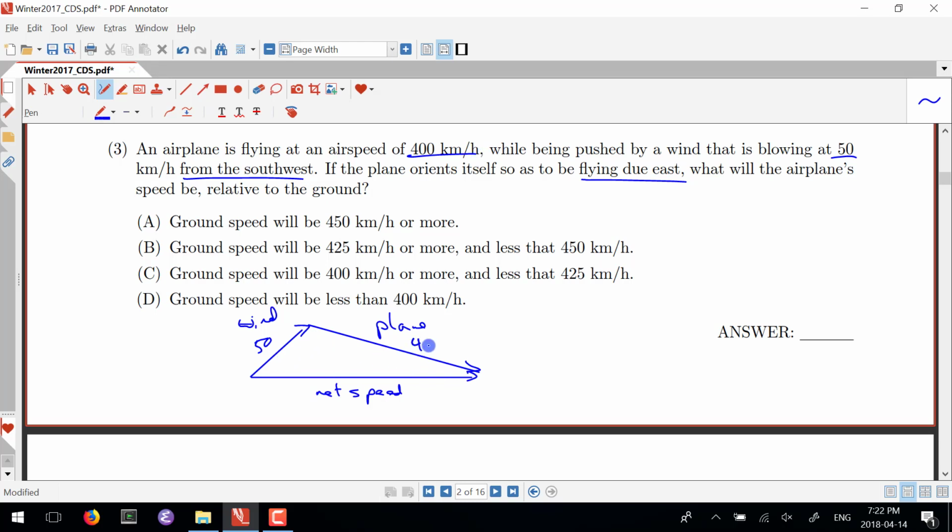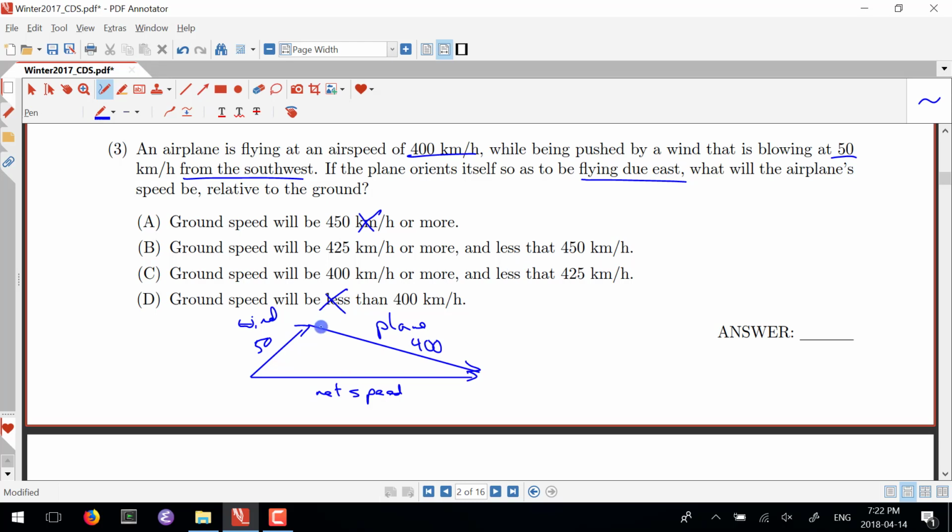What we can tell simply from the arrangements here is that a vector of 50 here is going to have a mostly horizontal component, or a large horizontal component. This 400 kilometers per hour is also going to have a large horizontal or east component. We're definitely talking about more than 400. We can also do a quick ballpark. It's probably not going to be 450 or more by the time we get the components of this. So we're narrowing our solution down to B and C.